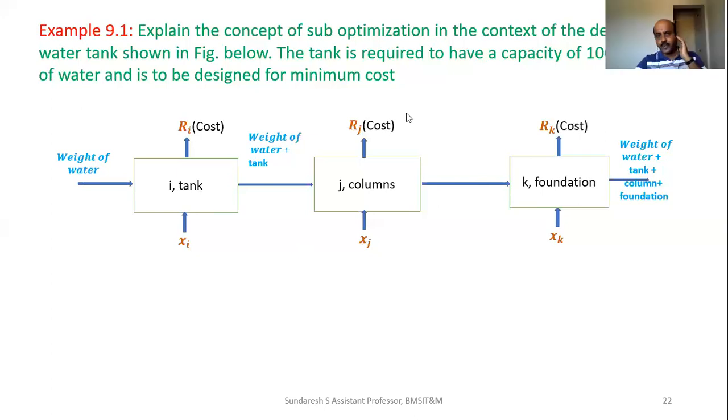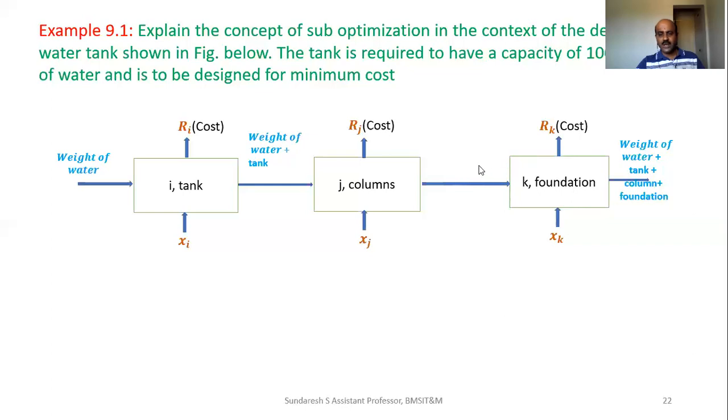So here, what we are doing is the weight of the water will be the input to the tank. Okay. So then the output of the tank will be the weight of the water plus tank, which in turn is the input to the columns. Okay. Then here, the weight of the water plus tank and column goes to the foundation.